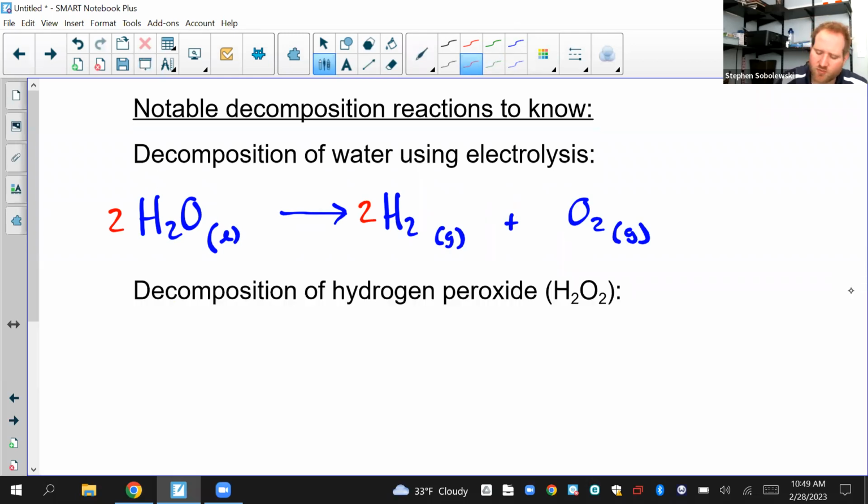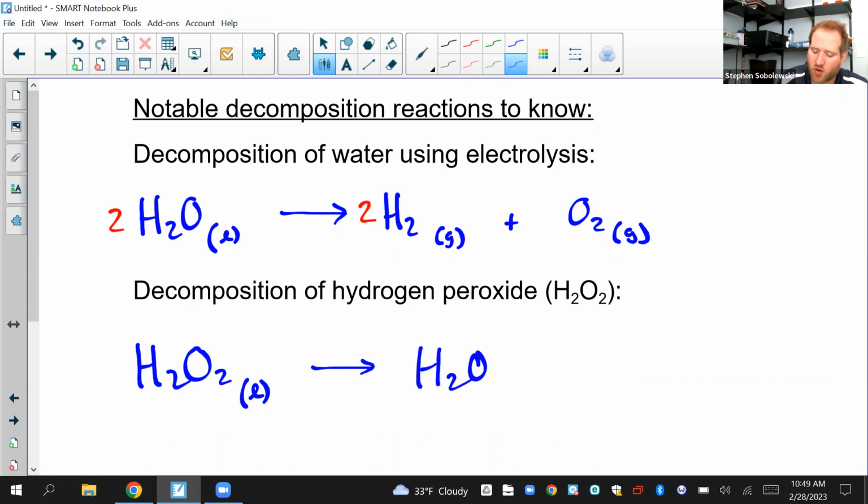Instead of water, it's hydrogen peroxide, which is H2O2. So if we have liquid hydrogen peroxide, that's in the brown bottle, that will naturally decompose into, and this is one you should just memorize, liquid water and oxygen gas, O2 gas.